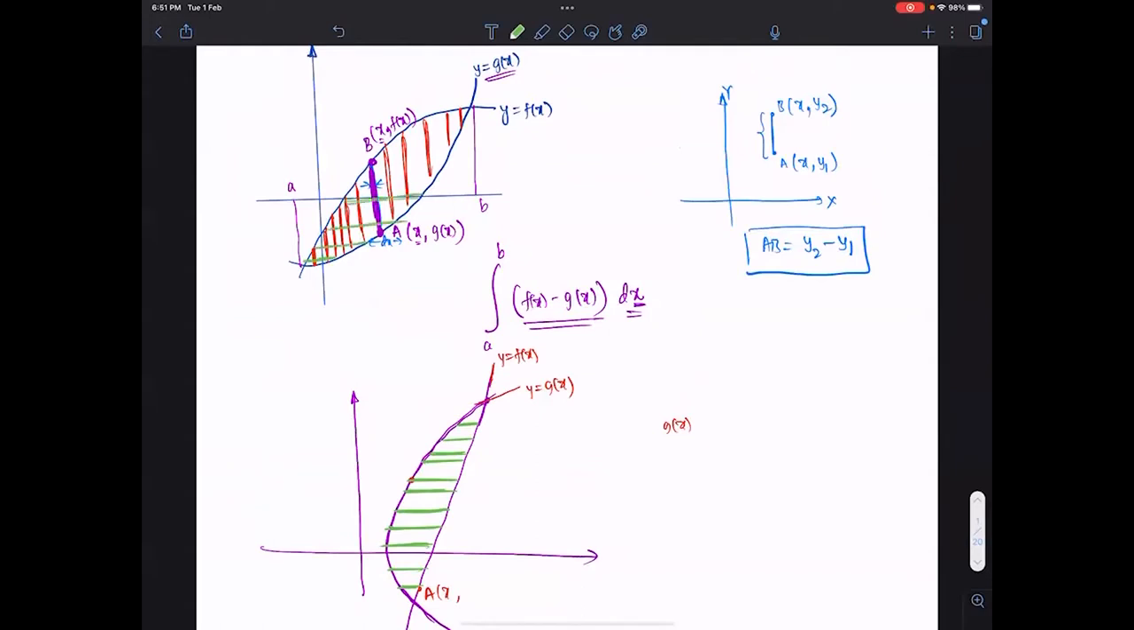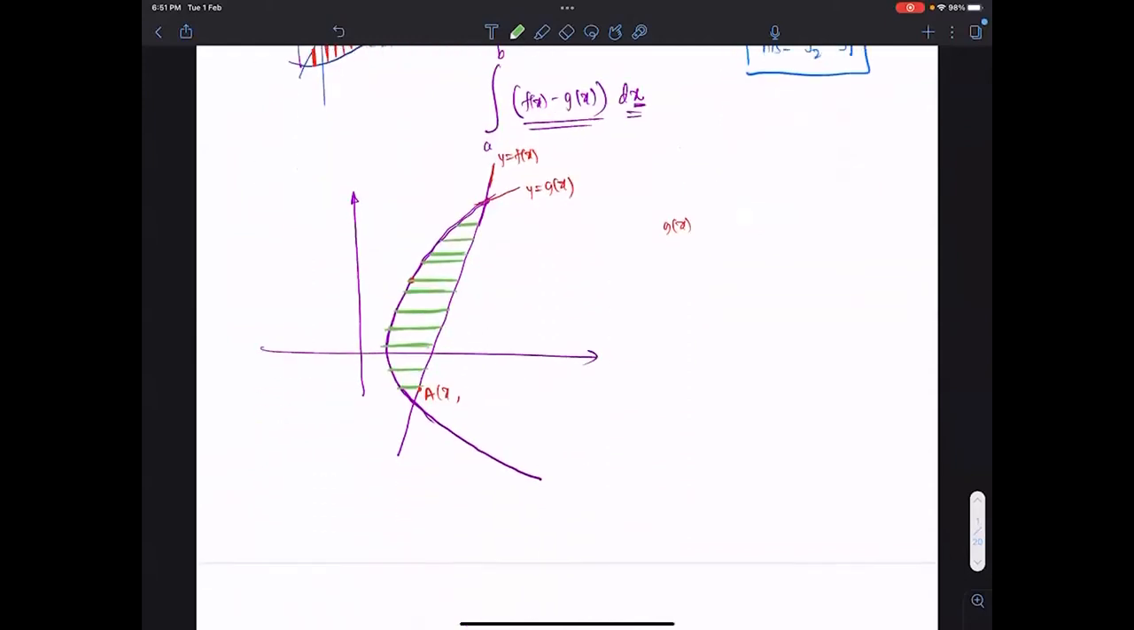Why? You can see here, if I start taking horizontal strips, your left side and right side curve is not changing. Left side is always f of x, right side is always g of x. So the width of the rectangle can be easily written. Always, it is not changing. Okay, so how do you write the width of the rectangle?